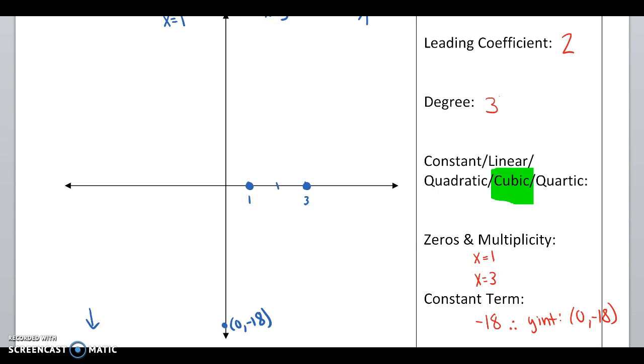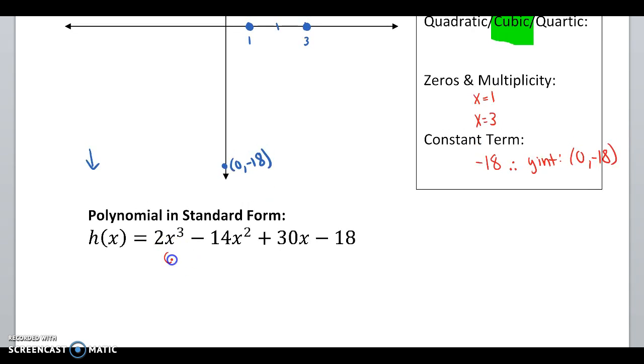The constant term is negative 18, which means the y-intercept is (0, -18), because when you plug in all the x's or zeros, you get your y-intercept.